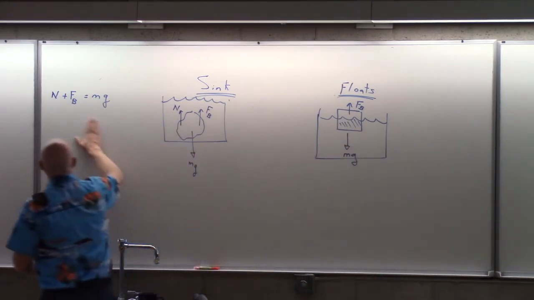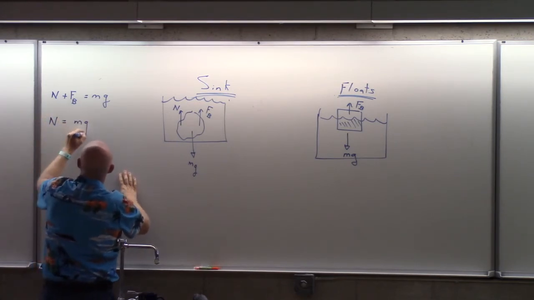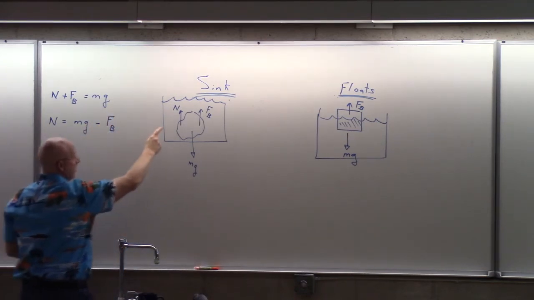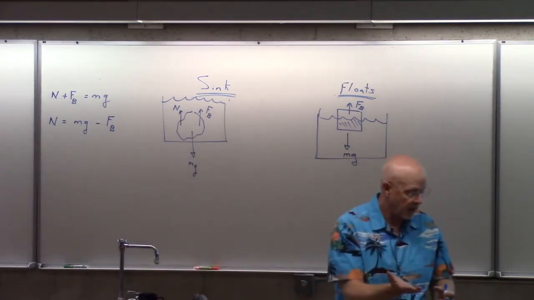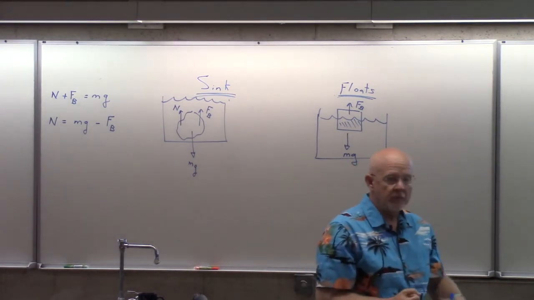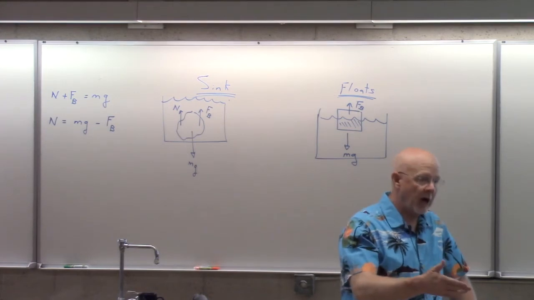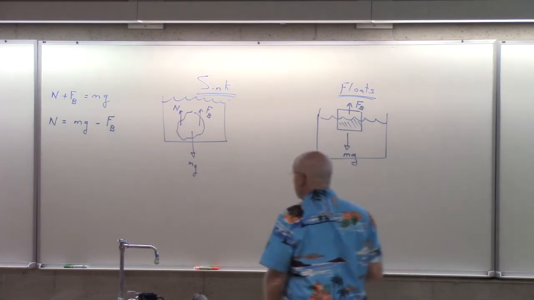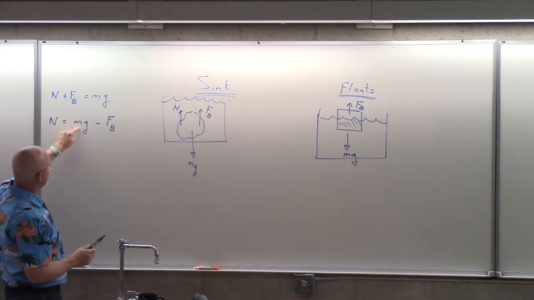And so for this sinking case, I would say mg minus the buoyant force is the normal. In other words, if there was an underwater scale down there sitting on the bottom, that normal would be the reading on the scale. You might call it its apparent weight, and that's what your author says. If you were to be underwater and put it on a scale, this would be its apparent weight. And for it to sink, notice that this term has to be greater than that term.